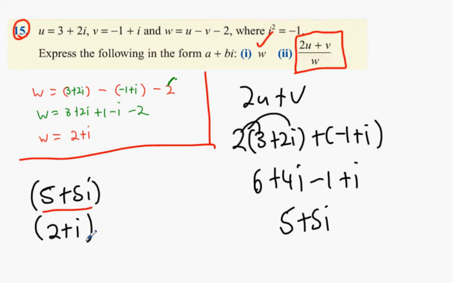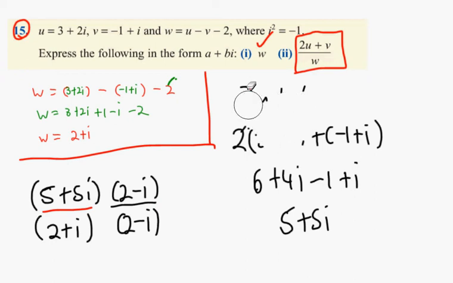So, the way you get this done is like this. You look at the bottom number, always the bottom number, and you get the conjugate. What is the conjugate of the bottom number? Now 2 minus i. Okay, and then you multiply top and bottom by 2 minus i.